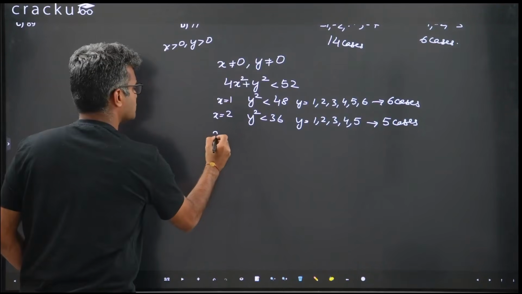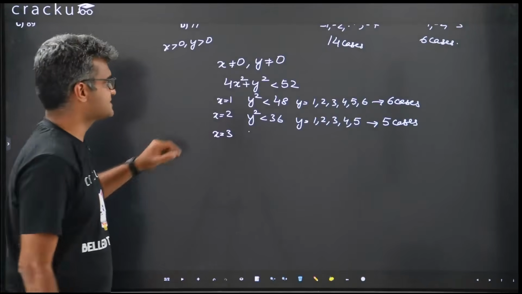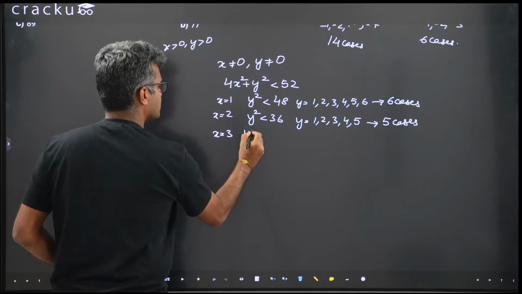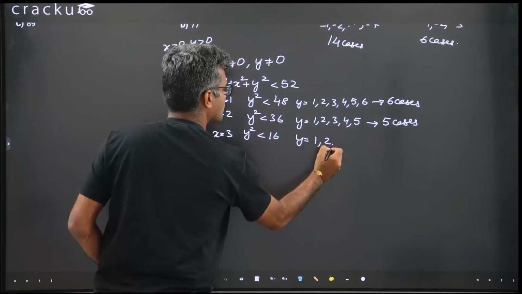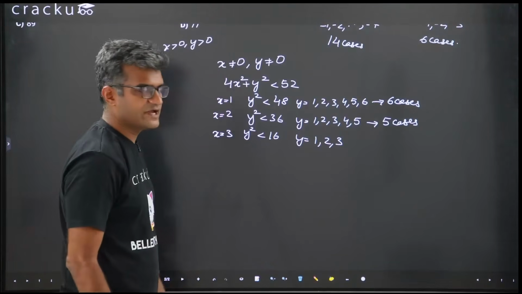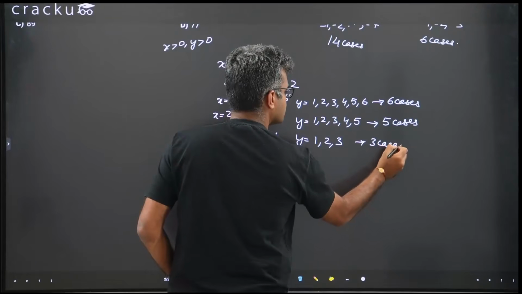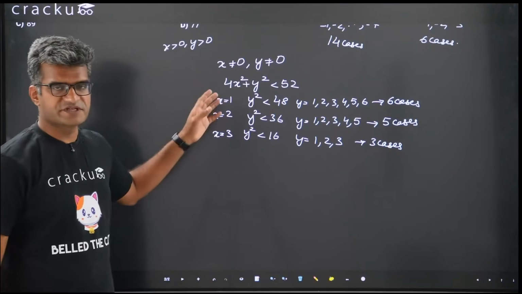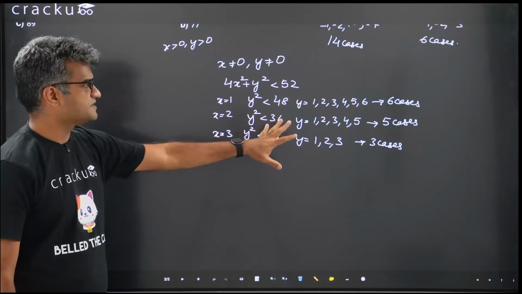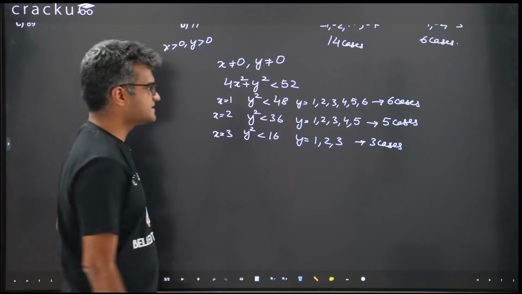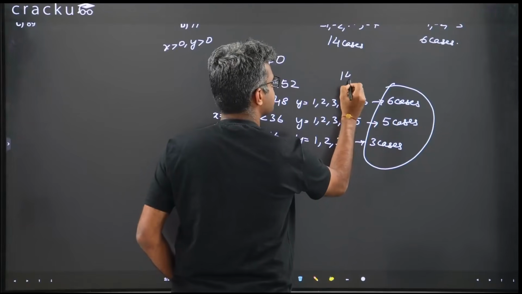If x is equal to 3, 4x square will be 36. So we'll have y square is less than 16. So the value of y is 1, 2 or 3. So we have 3 cases. If x is equal to 4, 4x square is 64 and we won't have any solutions for this. So in this particular case, the total number of cases is 6 plus 5 plus 3, which is 14 cases.